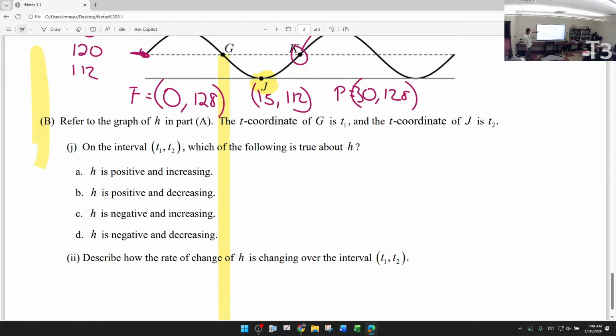Okay, on the interval from T1 to T2, which they might as well say from G to J, which of the following is true about H? So we're headed downhill? Concave up. H is positive and decreasing. H is positive... Oh, no, that's not what I was going to say. But H is negative and increasing. H is negative and decreasing.